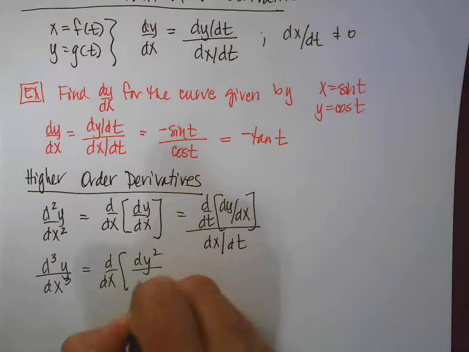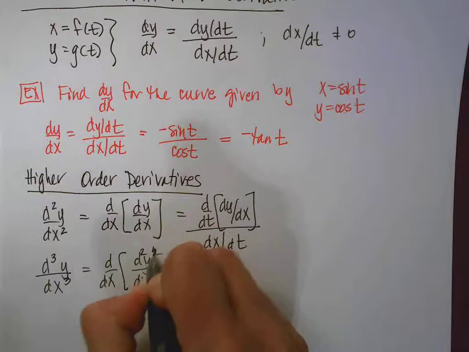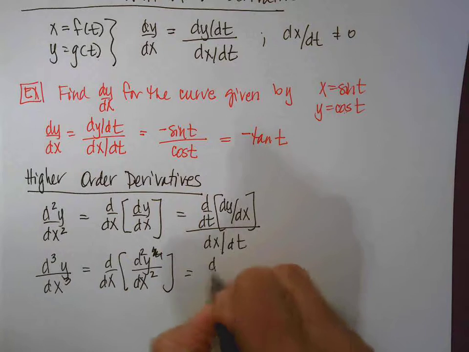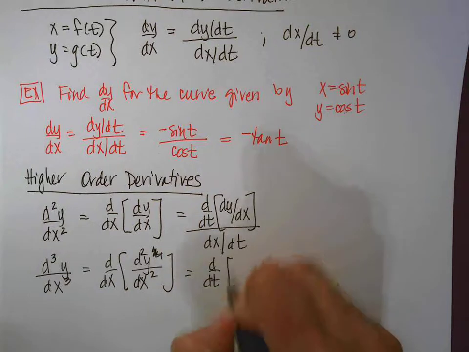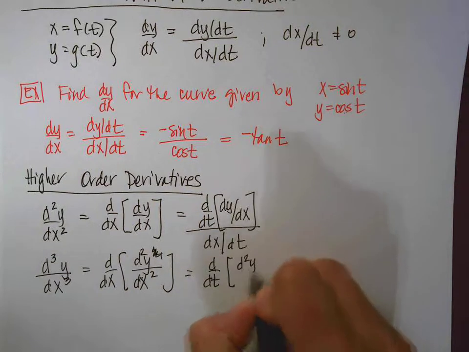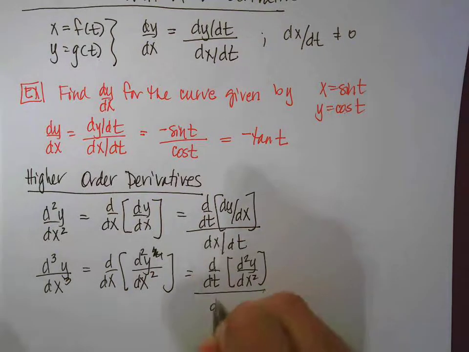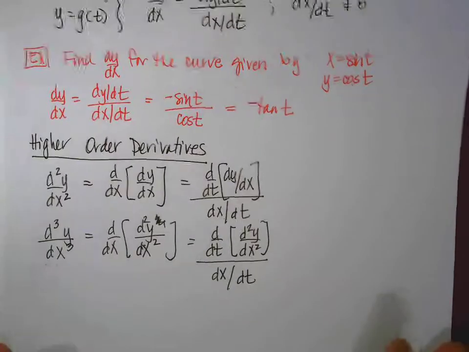that one goes there, dx squared. Then this one would be d/dt of the second derivative, d2y over dx squared. And once again, I would divide by dx/dt.